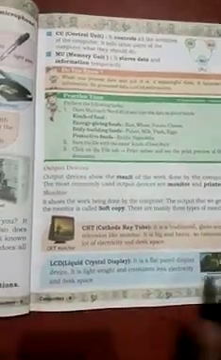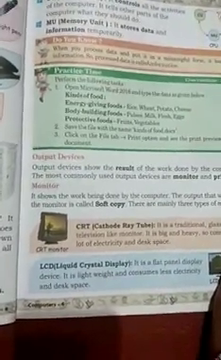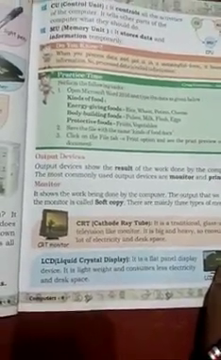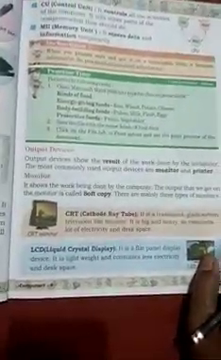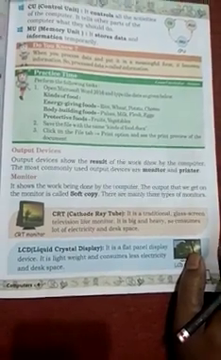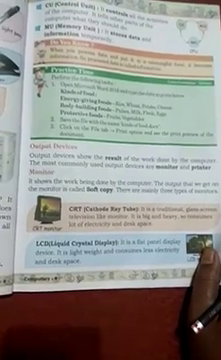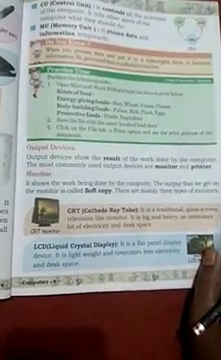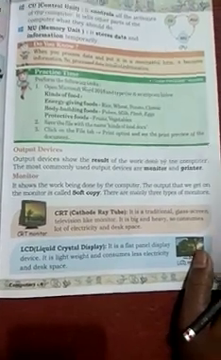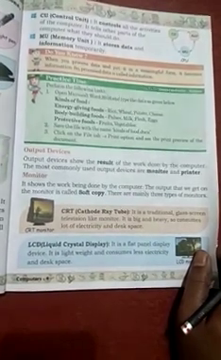Now, move on to the next devices. Name is output devices. Output devices show the result of the work done by the computer. The most commonly used output devices are monitor and printer. Let us know about them. First of all, monitor. Monitor shows the work being done by the computer. The output that we get on the monitor is called soft copy.